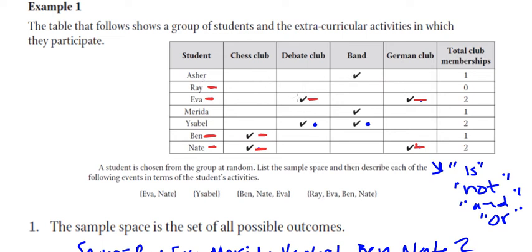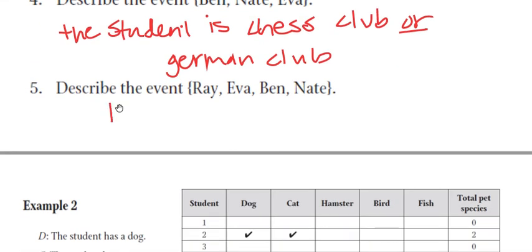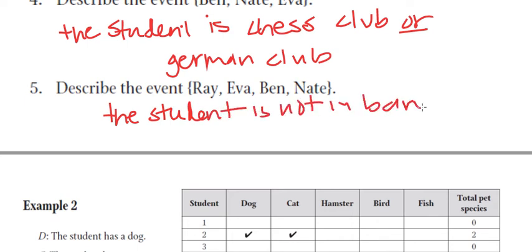So Asher's in band, Merida's in band, Isabel's in band. So the three people that I don't want are all in band and nobody else is in band. So if I want to be able to produce one of these four people, I can say the student is not in band, because the only students that are not in band are those four right there. So for number 5 here, it would be the student is not in band.